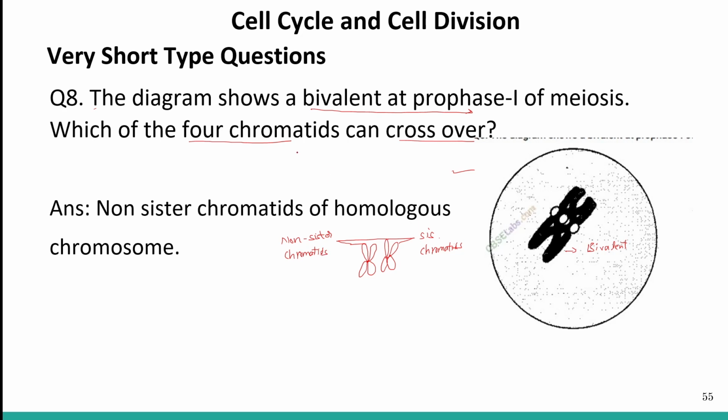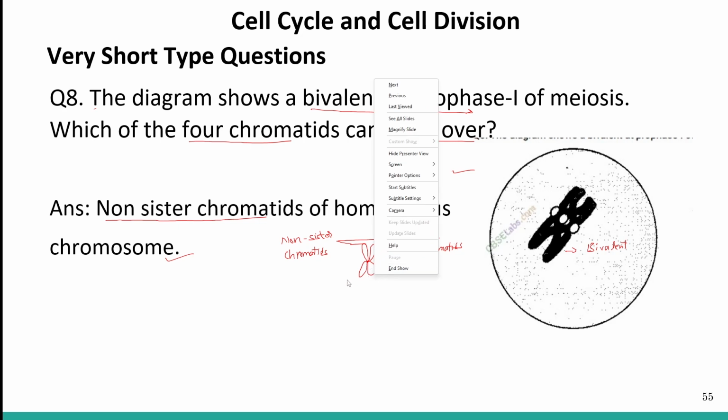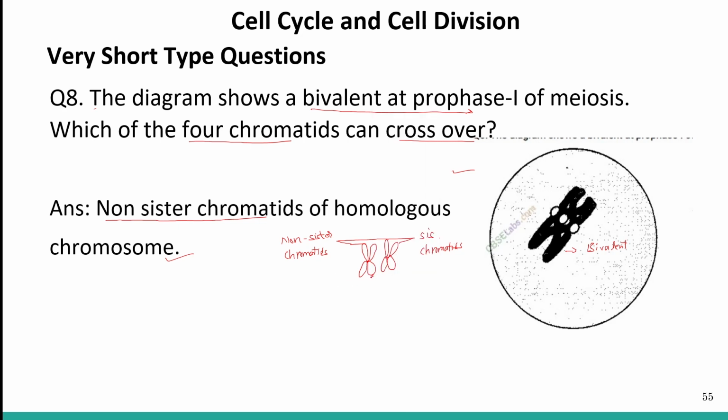So the crossing over always takes place between the non-sister chromatids of the homologous chromosomes. So between this chromatid and this one, the crossing over can take place between the non-sister chromatids. So exchange of genetic material takes place between the non-sister chromatids of the homologous chromosomes.